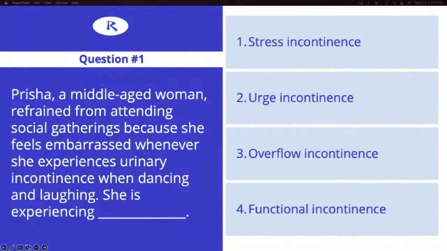Prisha, a middle-aged woman, refrained from attending social gatherings because she feels embarrassed whenever she experiences urinary incontinence when dancing and laughing. She is experiencing, number one, stress incontinence? 2, urge incontinence? 3, overflow incontinence? Or 4, functional incontinence? What saith ReMar nurses on this Wednesday evening?